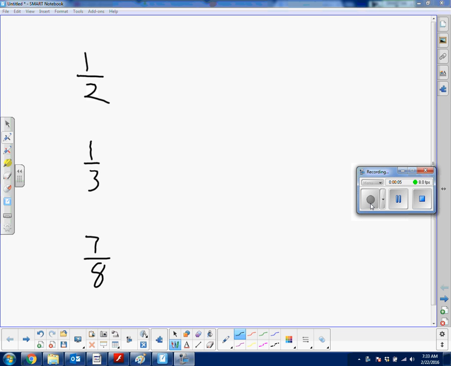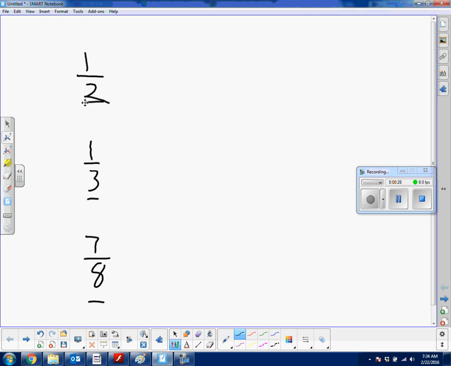Alright, let's start off today by talking about these fractions right here, 1/2, 1/3, and 7/8. What if I said I wanted you to put these fractions into the correct order from least to greatest? Would you be able to do that? Well, some of you might say that since there's a 2 on the bottom right here, 1/2 is going to be our smallest, followed by 1/3, and then followed by 7/8 because of the 8s.